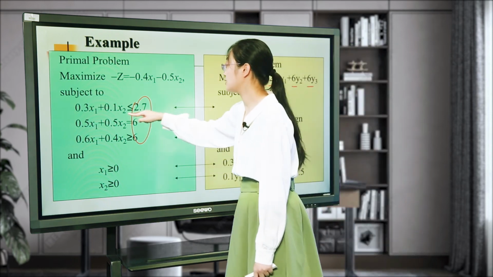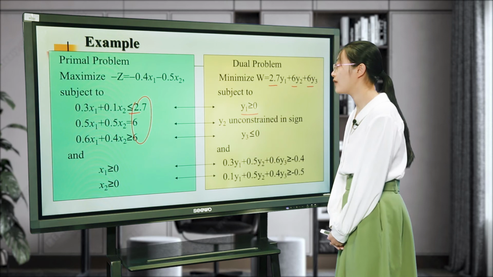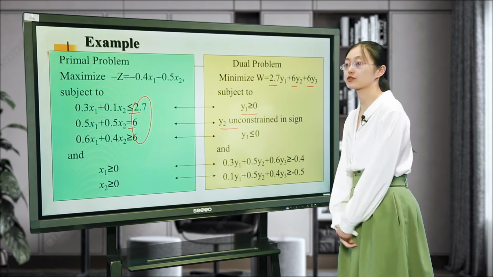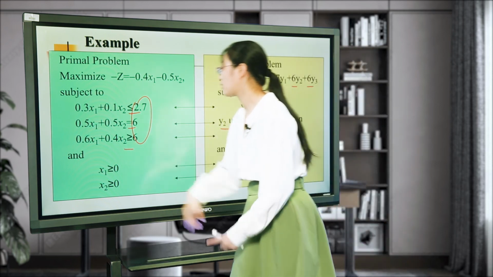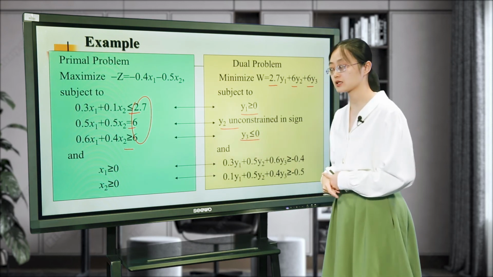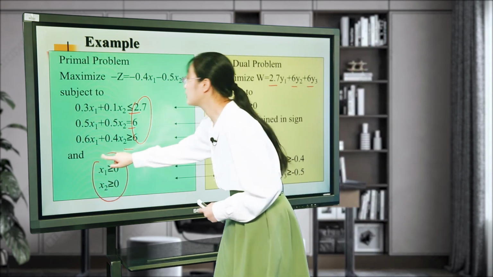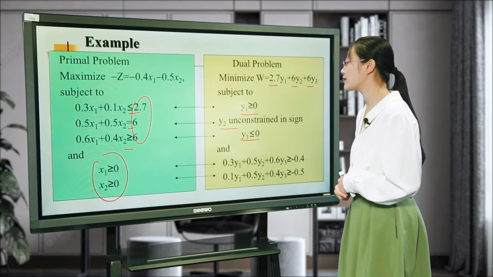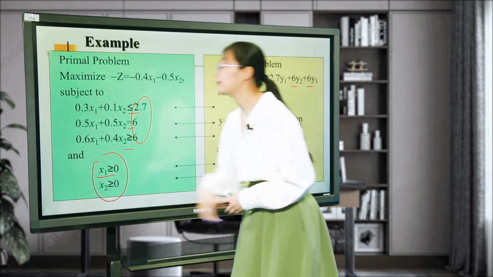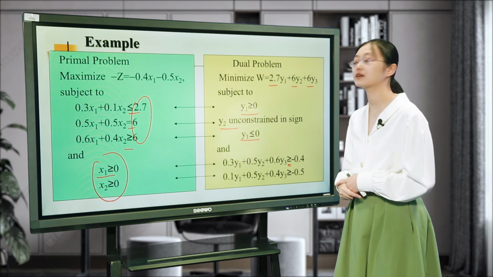So the first constraint is less than or equal to, so the corresponding variable y1 is bigger than or equal to 0. Second, an equation, so y2 has no restriction. Third, a bigger than or equal to form, so our corresponding variable in the dual problem is non-positive. Similarly, each variable in our primal problem corresponds to a constraint in our dual problem. If the variable is in the bigger than or equal to form, the constraint in the dual problem is also in the bigger than or equal to form.